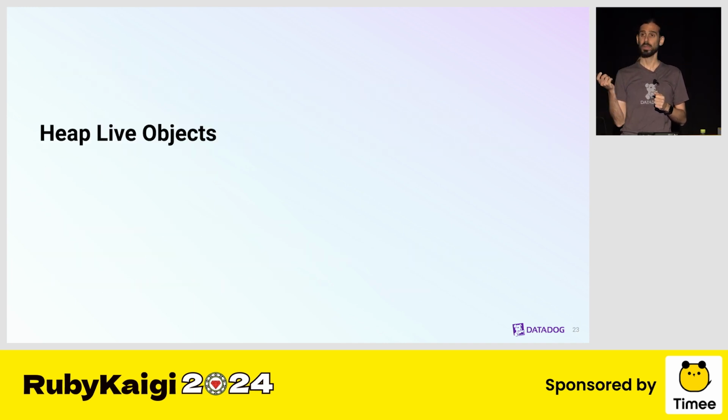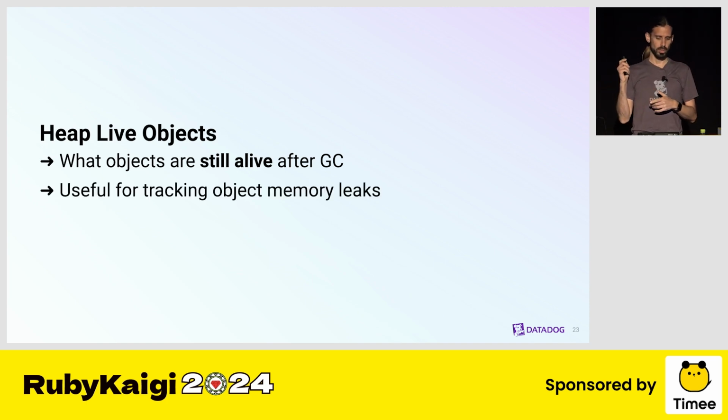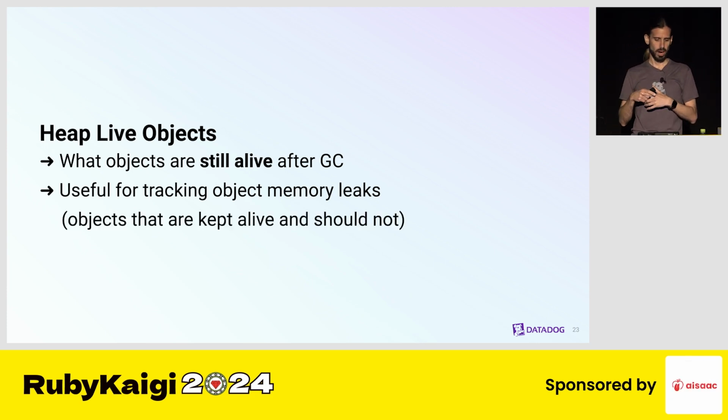Then we also have heap live objects. So the idea is to track what objects are still alive after garbage collection. This is useful for tracking down object memory leaks, which are objects that are kept alive and should not be. So this is specifically for Ruby objects and not for native extensions yet.